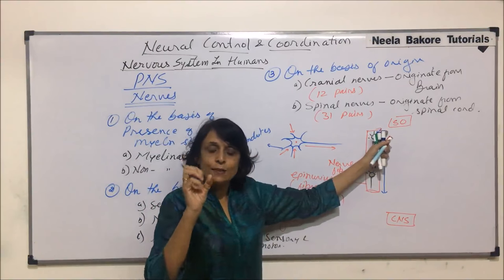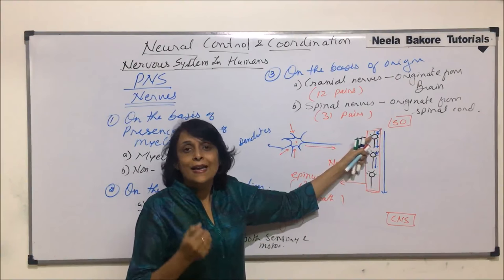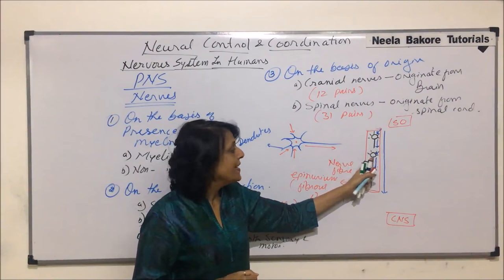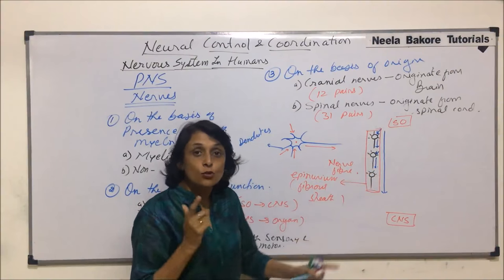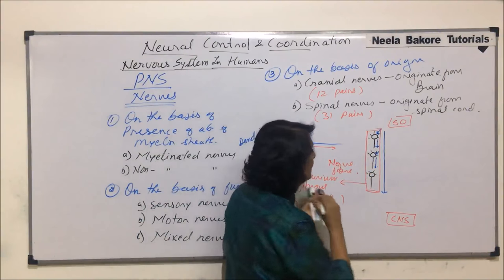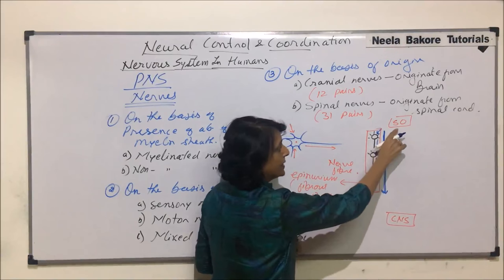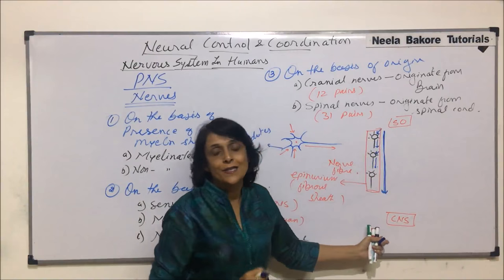It is collected by dendrites. Dendrites pass it on to the cyton. The axon takes that impulse away from the cyton. The next neuron's dendrites are going to collect it. The axon is going to take it away. So the direction of impulse is going to be like this. So it is going to take the impulse from the sense organ to the CNS.